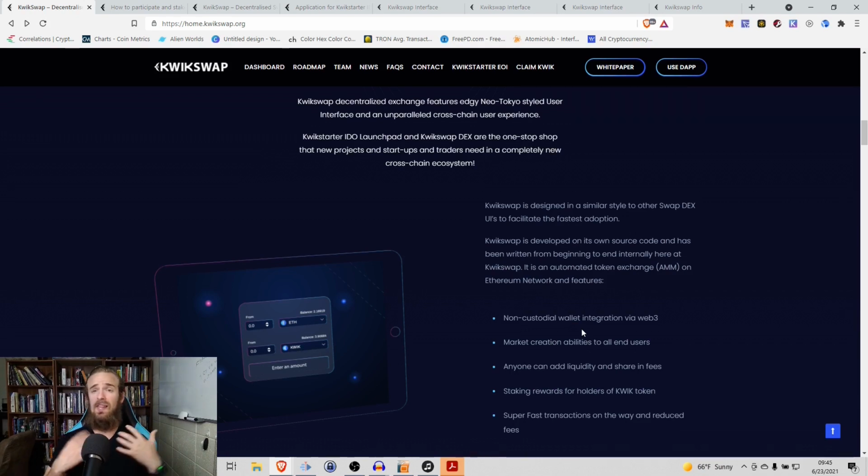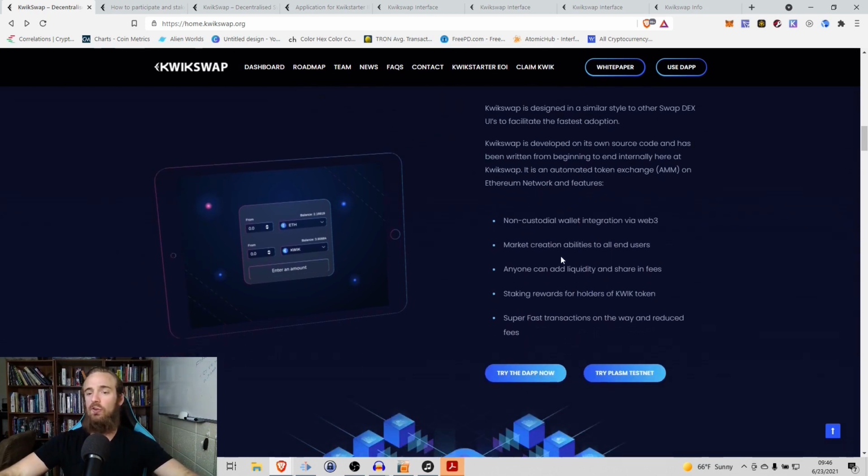That simply means that unlike a centralized exchange, when you use Kwikswap, you don't actually have to give your funds to Kwikswap. If you want to trade on Coinbase or Kraken, you actually have to send your funds to their exchange where they sit in their exchange account. You process the trade and then you withdraw your funds. With Kwikswap, with this Web3 wallet integration, your funds interact directly with the smart contracts, and then you get back the cryptocurrency that you've traded for without having to give them custody of your funds.